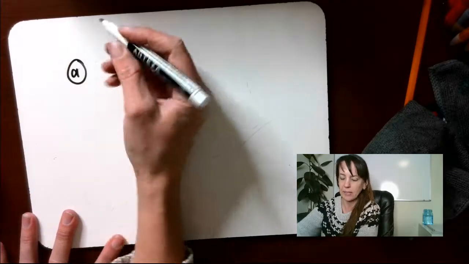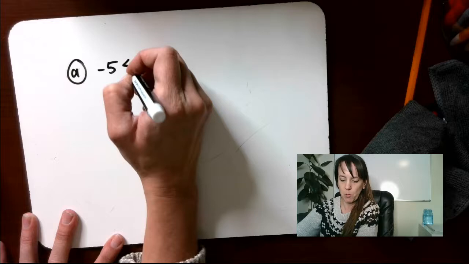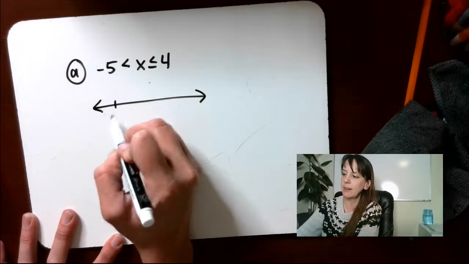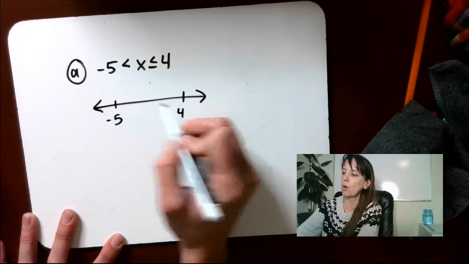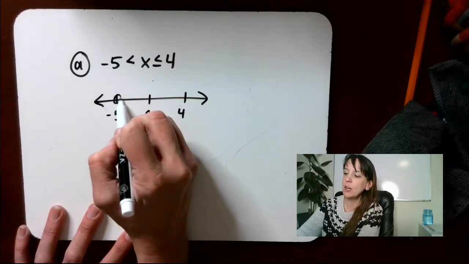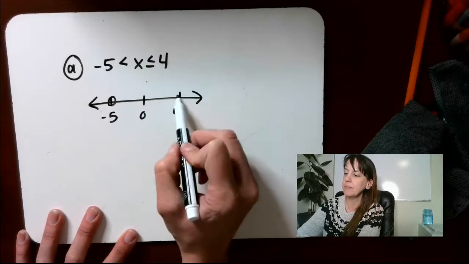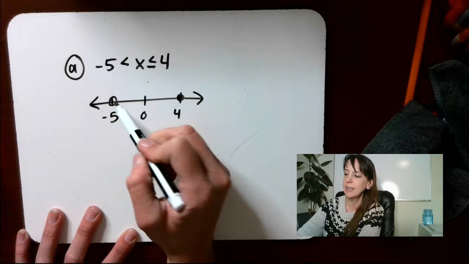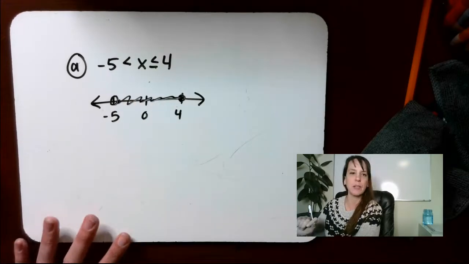Practice problem A. Draw a number line for this guy. All right, this is going to be -5. This is going to be 4. Somewhere in between there is 0, so I'm just going to throw that in there. This is going to be an open circle because there's no equal sign. This is going to be a closed circle because there's an equal sign here. And then we shade everything in between.